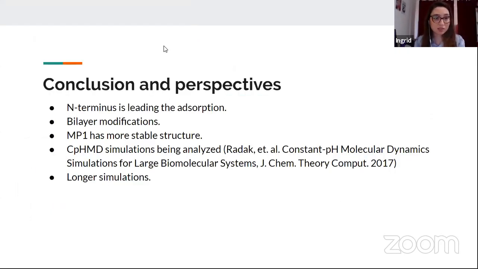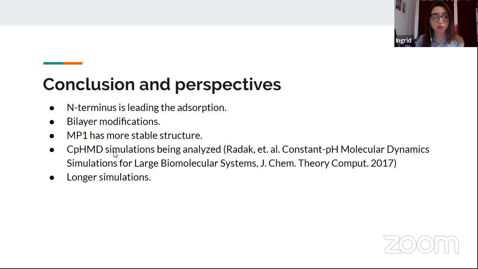So we can conclude from this simulation that the N-terminus is leading this adsorption, because also if you see the video of the simulation, the adsorption, the interaction starts at the N-terminus. We can see some bilayer modifications when the peptide is adsorbed. The MP1 has a more stable structure. This needs further analysis. And I have some perspectives that I'm still working on.